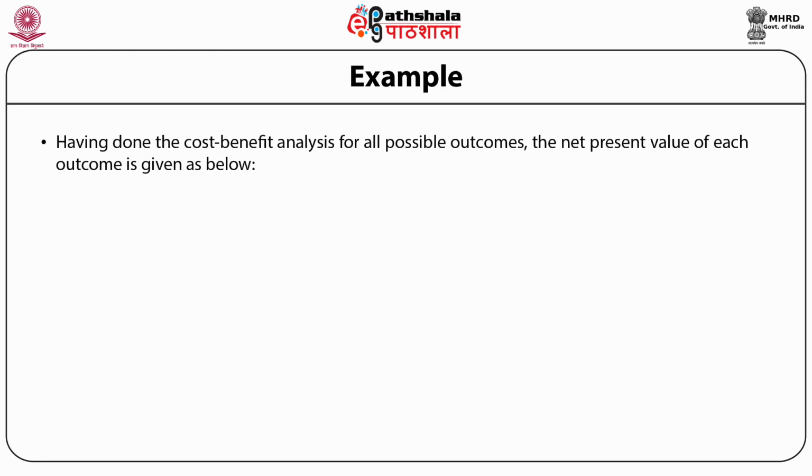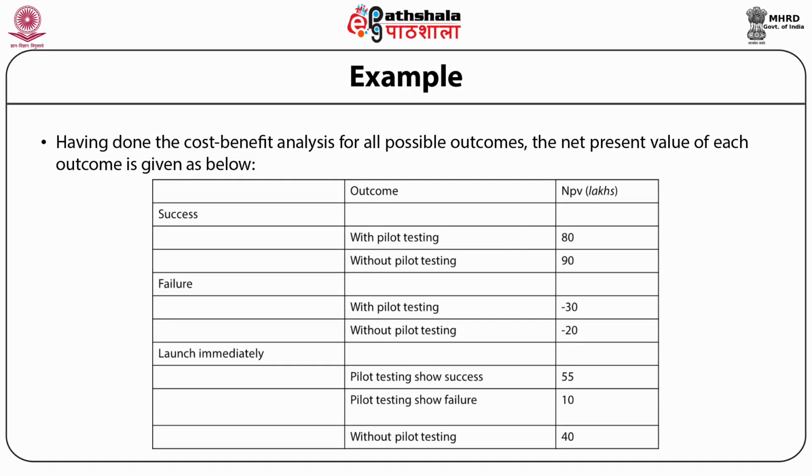So after we have completed the cost benefit analysis for all possible outcomes, the net present value of each outcome is directly given to you as below. As you can see in this slide, in case of success, the outcome with pilot testing has a net present value of 80 lakhs, without pilot testing 90 lakhs. In case of failure, with pilot testing, a loss of 30 lakhs, without pilot testing, a loss of 20 lakhs. If the company thinks to launch it directly, immediately, pilot testing shows success 55 lakhs, pilot testing shows failure 10 lakhs, and without pilot testing, it is going to bring a net present value profit of 40 lakhs.